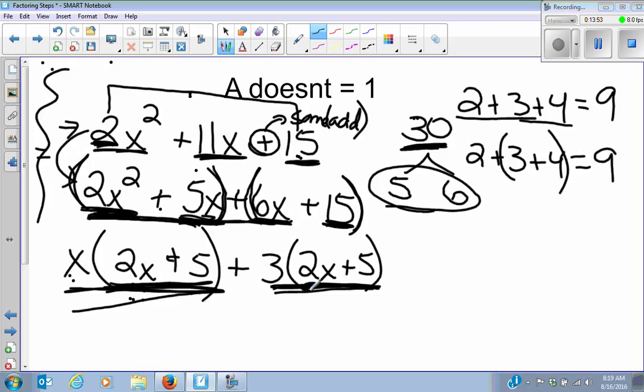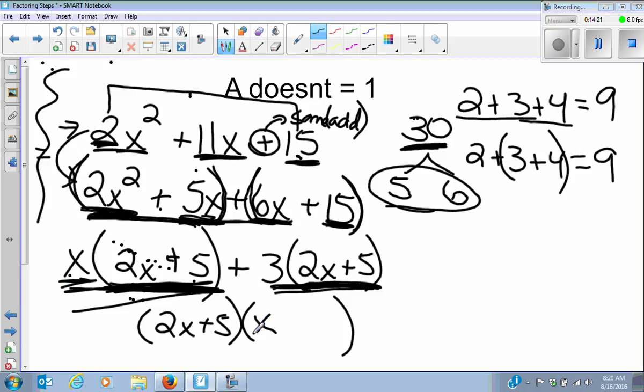What do these guys have in common that we were like, holy cow? They both have a 2x plus 5. That means that is their greatest common factor. They have that in common. So guess what I can do? Pull that out. 2x plus 5. And guess what I multiply that by? Whatever is left over, which when I factor that, I don't want to cross it out, but I've kind of used that. That's right here. So what's left over is my x, and it goes right here. And then what's left over in this one is my plus 3. And boom, there it is factored.